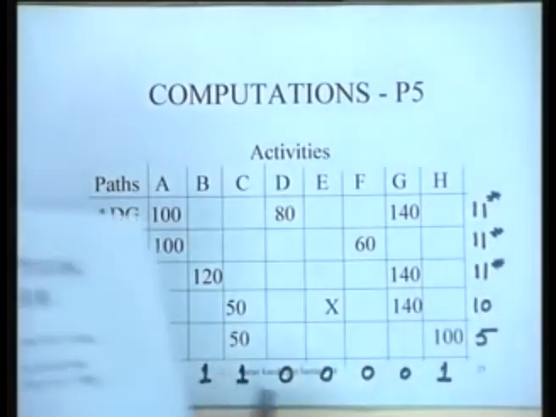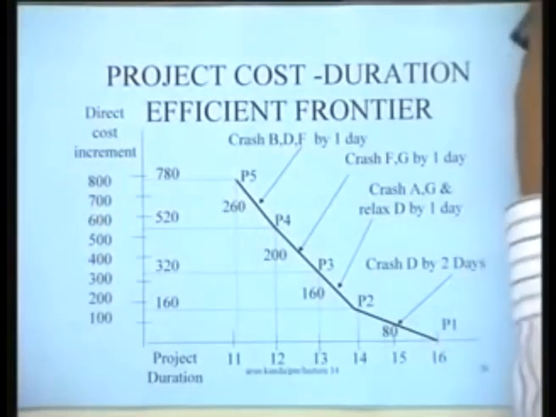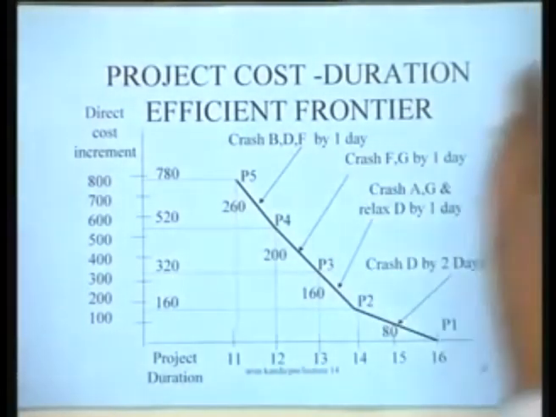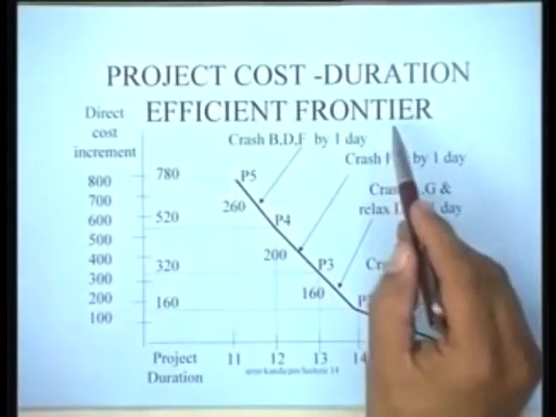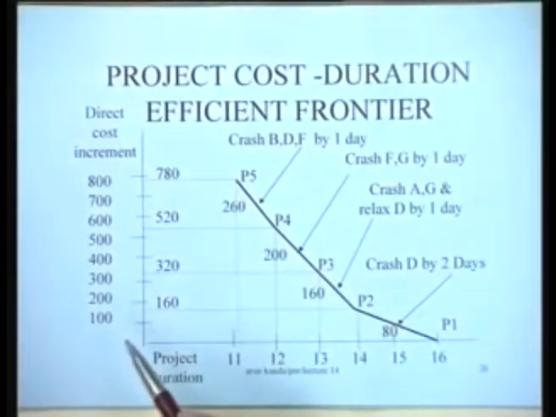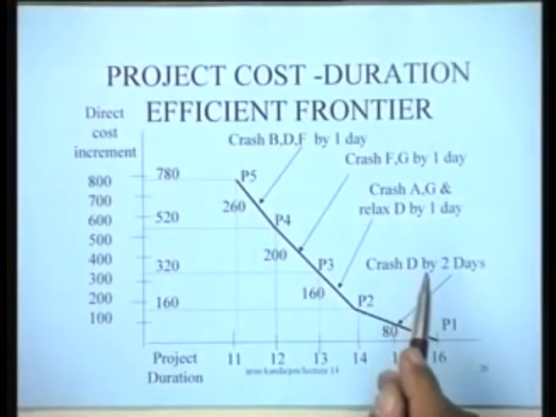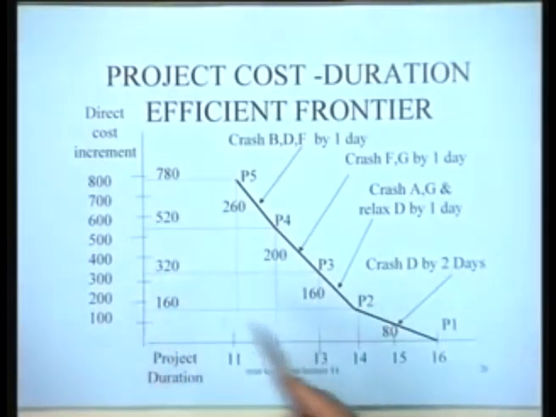So what we have observed is we have defined this curve. This is a very important curve from the managerial point of view. It is known as the project cost duration efficient frontier, right? This curve that we have generated is known as the project cost duration efficient frontier, or it is often also known as the Pareto optimal frontier, or some people just call it the project cost curve.